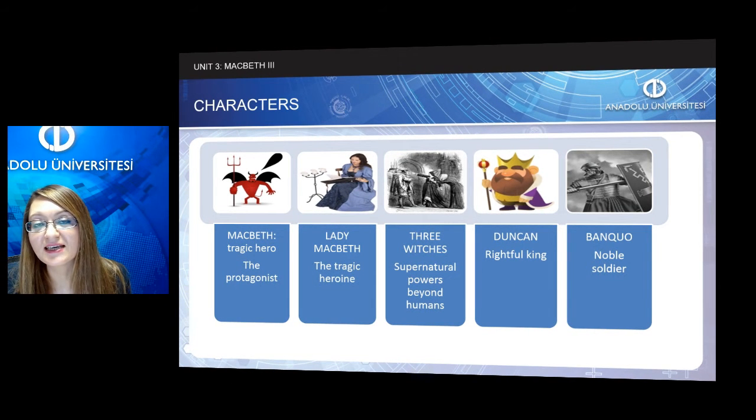The next one is Duncan. He is presented as the rightful king who is loved by his subjects. However, his poor sense of judgment brings his end. He cannot foresee what Macbeth is going to become.